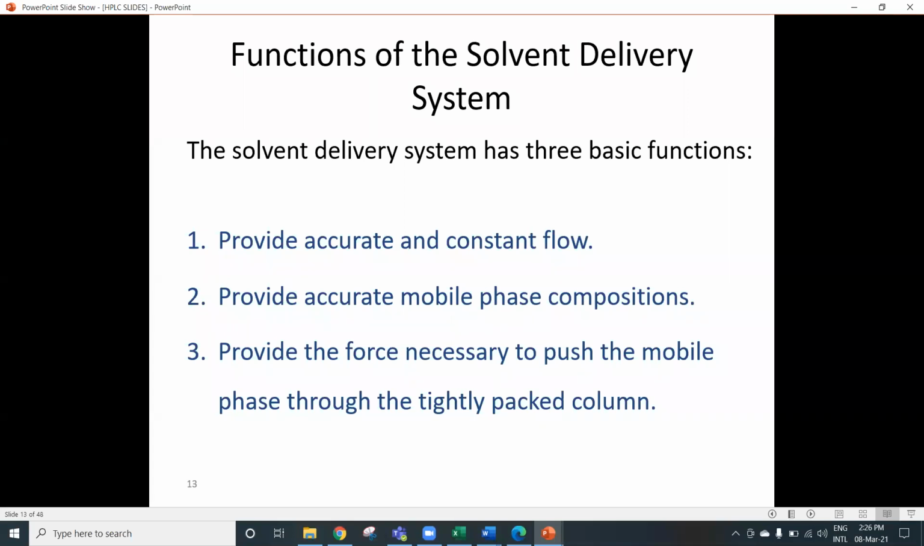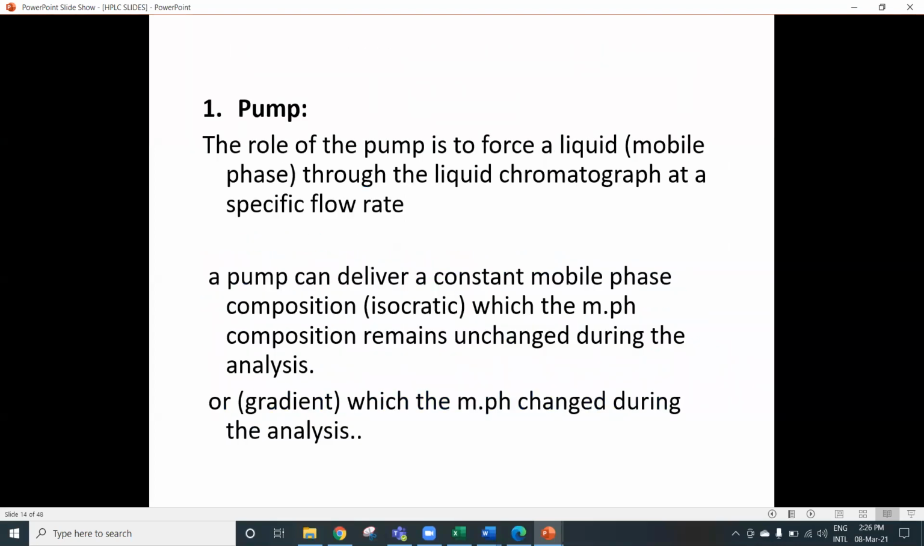And also, it helps push the mobile phase through the tightly packed column. Your column is already packed, and you want to run your mobile phase through the column. There will be pressure generated, and it will hinder the free flow of the mobile phase. But when you use a solvent delivery system, it enables your mobile phase to push itself through the tightly packed column. So we look now at the role of the different components.